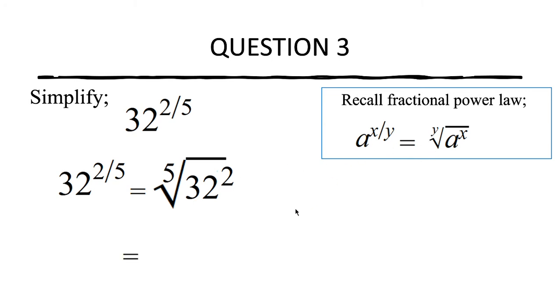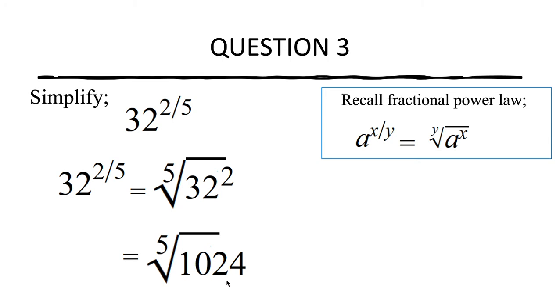All right. What next? First thing we do is to resolve this 32 squared. Now, what is 32 squared? It is 1024. So we now have the fifth root of 1024. Now, what is the fifth root of 1024?